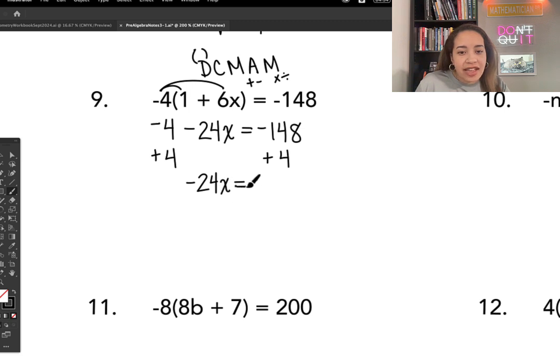And then on the right side, this part is tricky. We have negative 148 plus 4. So let's think through that part. Negative 148 plus 4. They have different signs, so we should subtract the numbers. 148 minus 4 gives us 144. And then our higher integer was negative, so we do get a negative answer. Negative 148 plus 4 gives us negative 144.